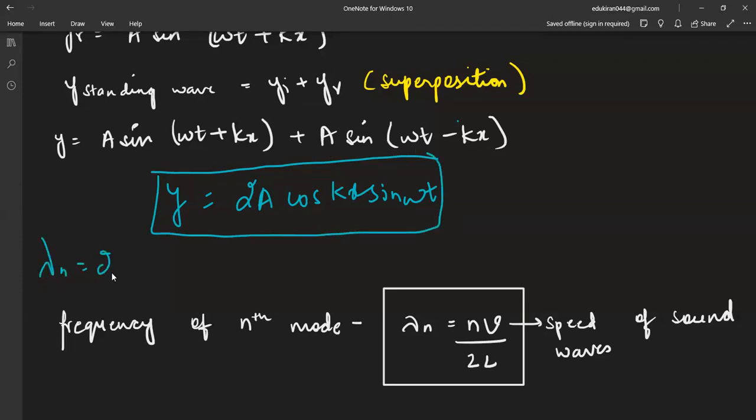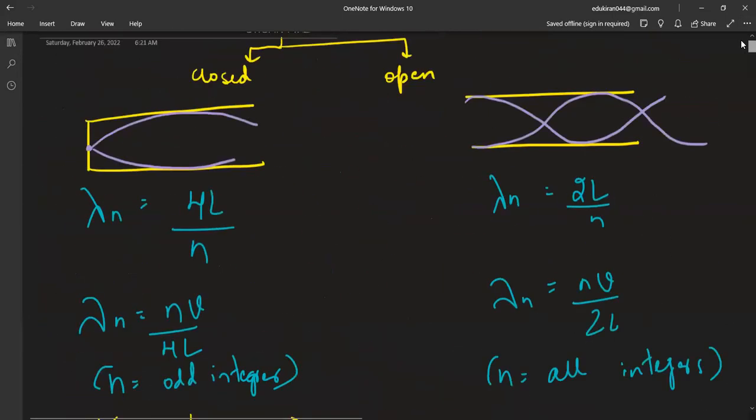And the wavelength will still be 2L by N when we're talking. And what will be the frequency? Frequency will be NV by 2L. So this is for the frequency of the nth mode, and V is the speed of waves. Note it down, then I'll discuss the rest of it.